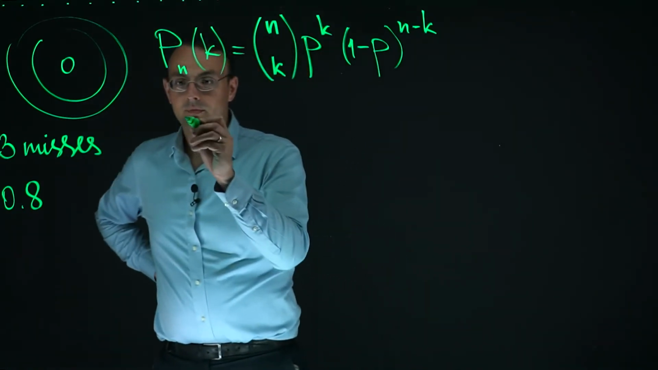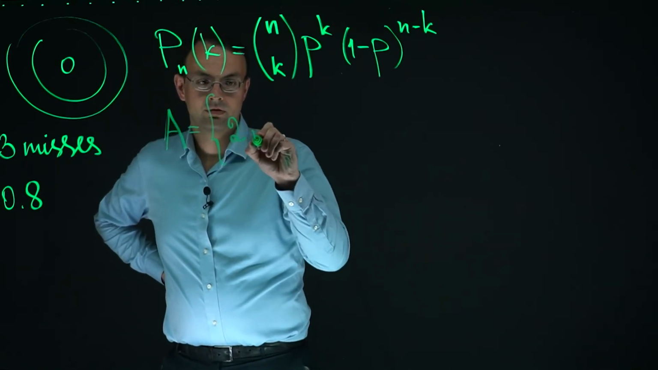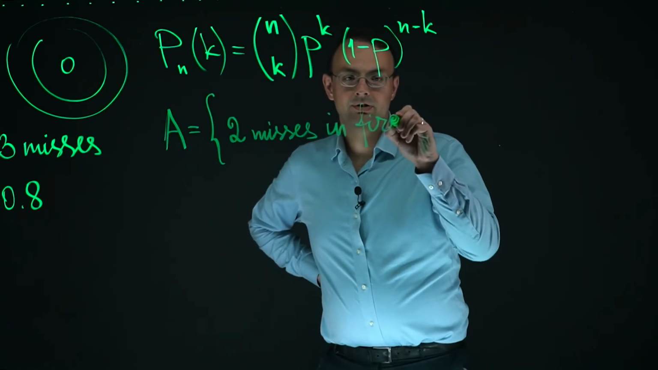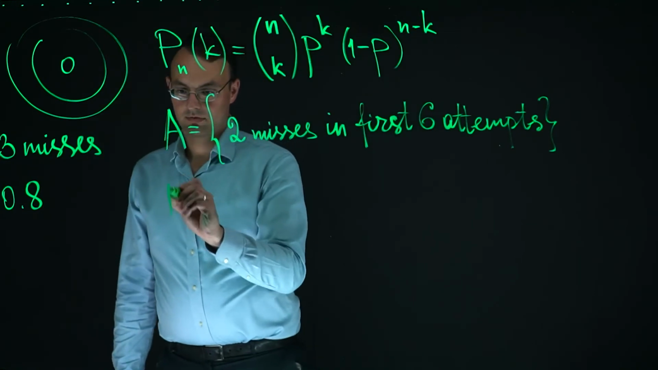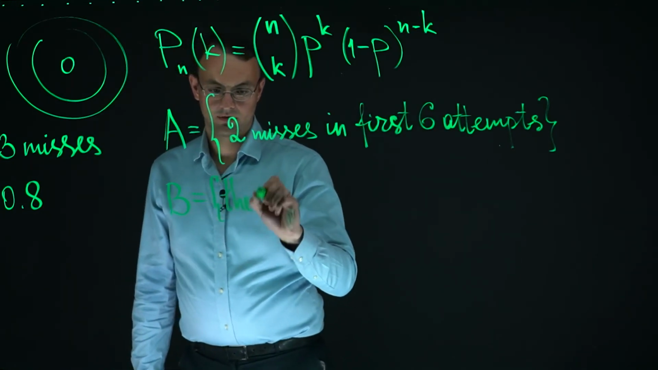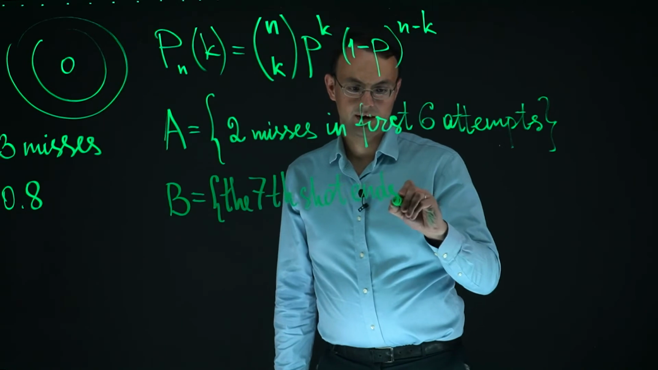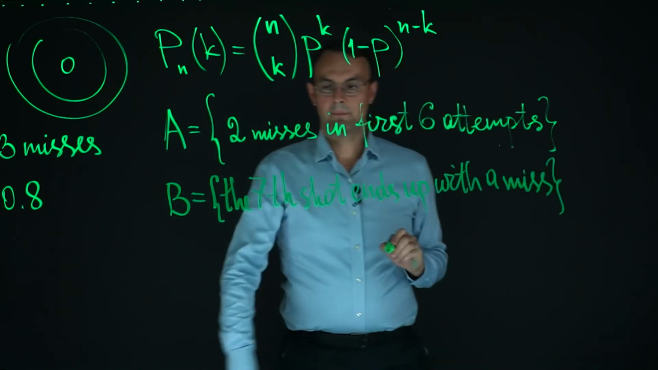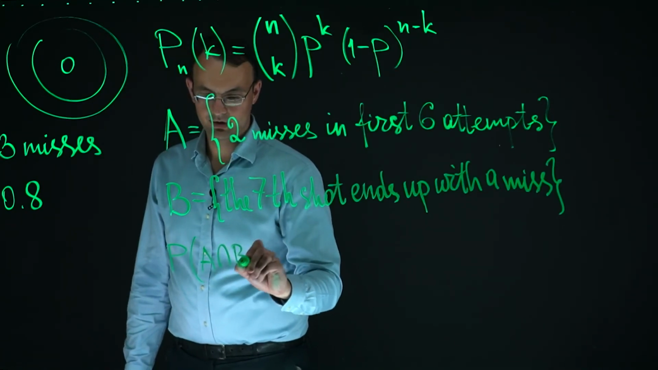So let event A be 2 misses in first 6 attempts, and event B is that the 7th shot ends up with a miss. And the probability we need to find is probability of A intersection B.